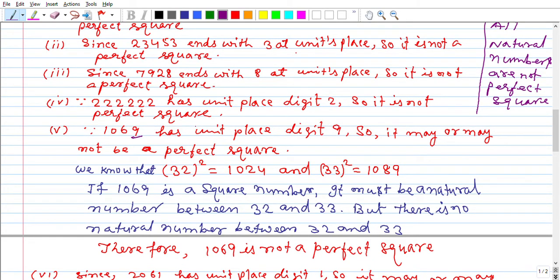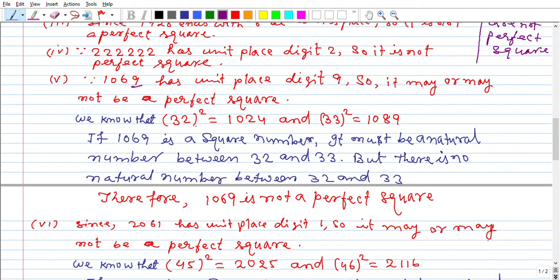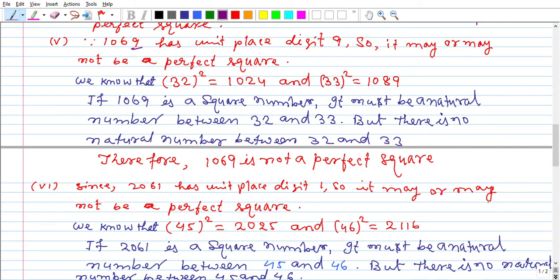It is very technical and basic. The last number we have, 2061, has unit place digit 1. And we can also say, by the property of square numbers, that a number containing 0, 1, 4, 5, 6 or 9 must be a perfect square? No. Let's check it. How? 2061 has unit place digit 1, so it may or may not be a perfect square.